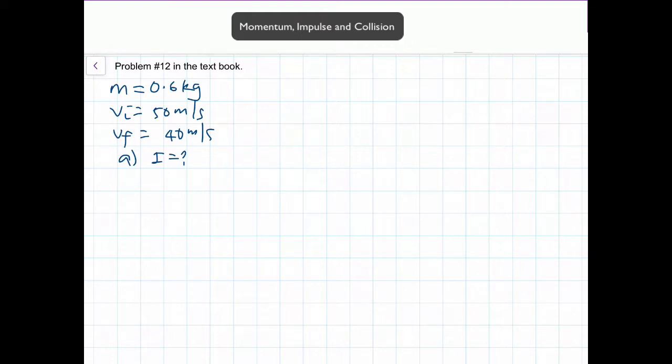So it's a very interesting problem. The problem states you have a tennis player, let's say this is the racket. Originally the ball was traveling like this with 50 meters per second, and then the player hit the ball back, and now the ball has 40 meters per second, but in the opposite direction.